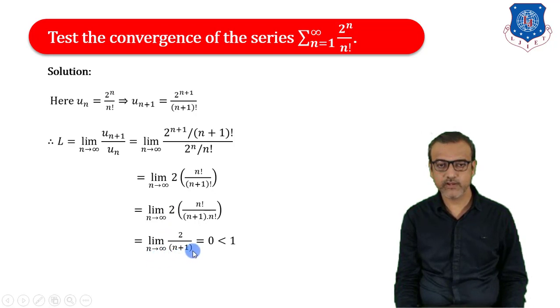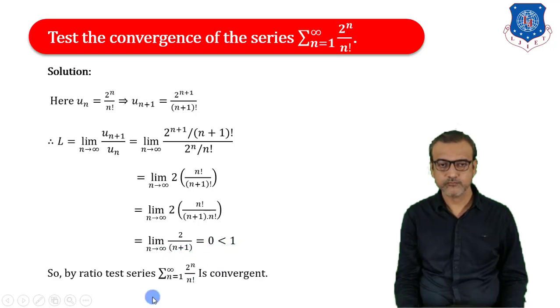Now as n tends to infinity, 1 upon n plus 1 tends to 0, 2 into 0 is 0, which is less than 1. So by ratio test, series sigma n equals 1 to infinity 2 raised to n upon n factorial is convergent.